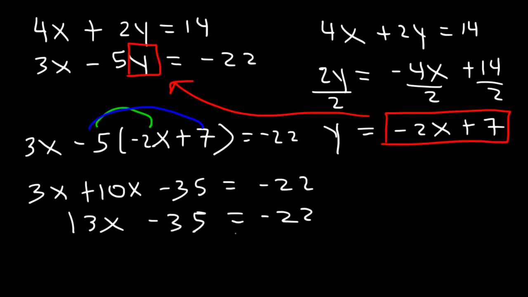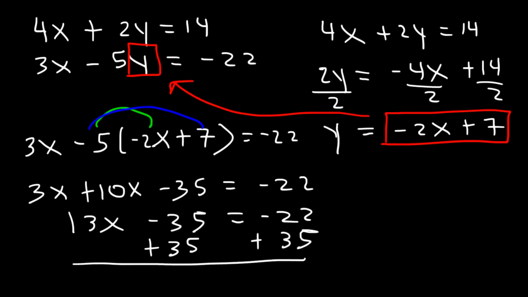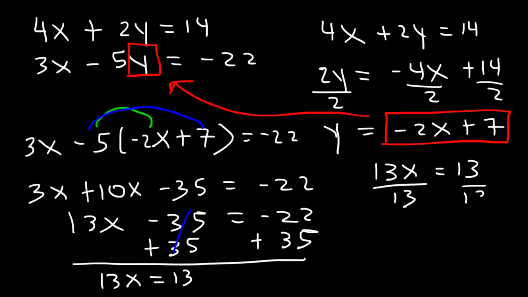Now in the next step, let's add 35 to both sides. Negative 22 plus 35 is 13. So 13x equals 13. Now let's divide both sides by 13. So we can see that x is equal to 1.